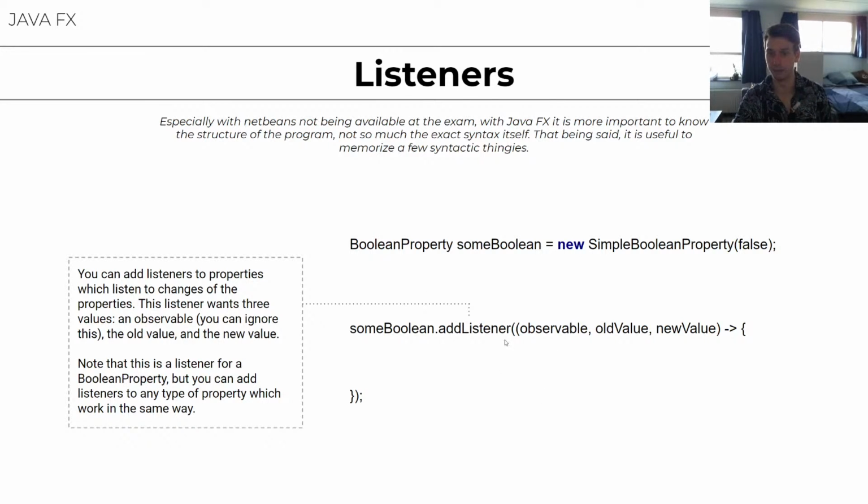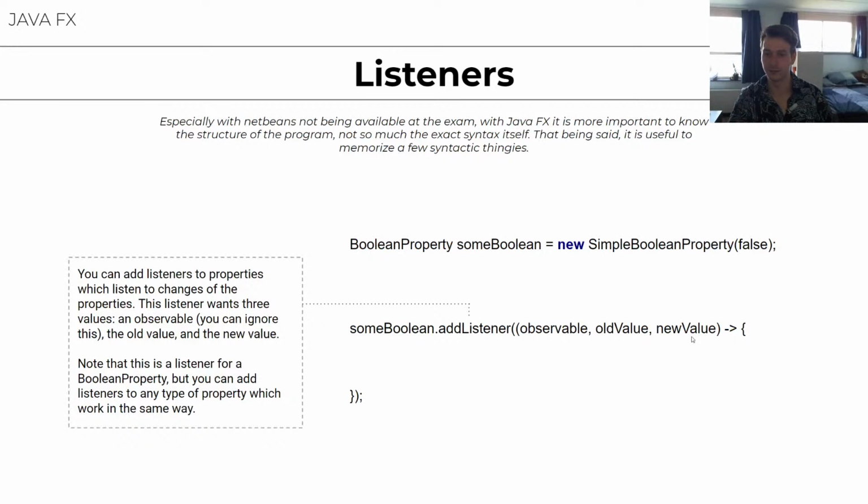Example of listeners. Oh, I actually put in the Boolean example. Let's say that we have a Boolean property. We call it some Boolean. We can add a listener to that Boolean, and then whenever this some Boolean changes, this listener is triggered, and we can just put some code into the brackets here and do whatever is necessary.